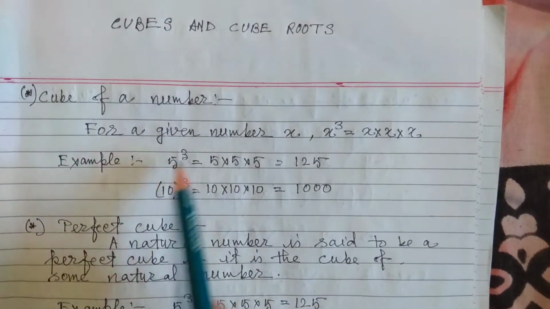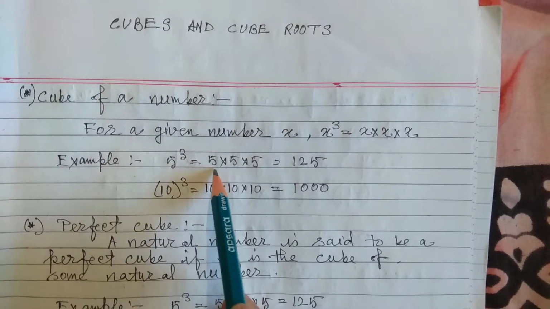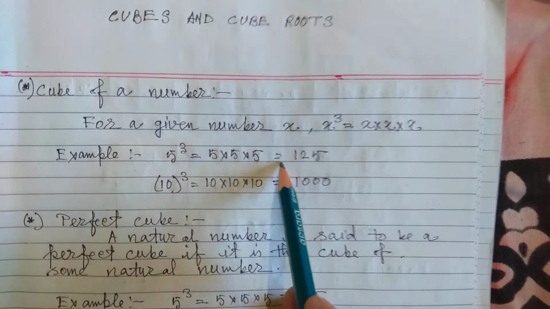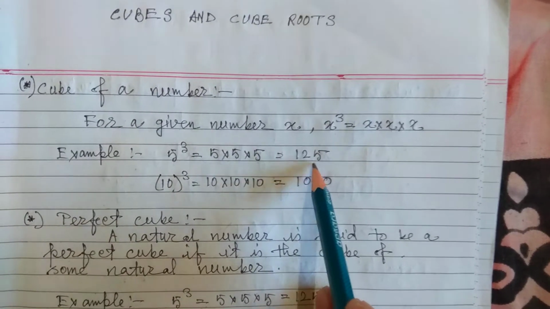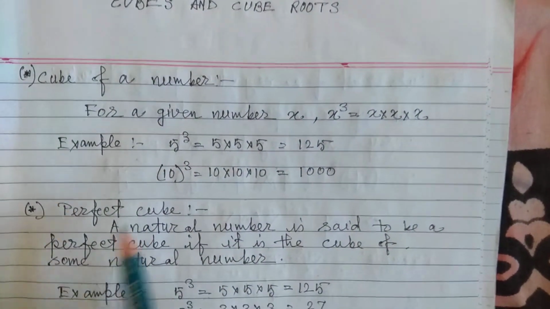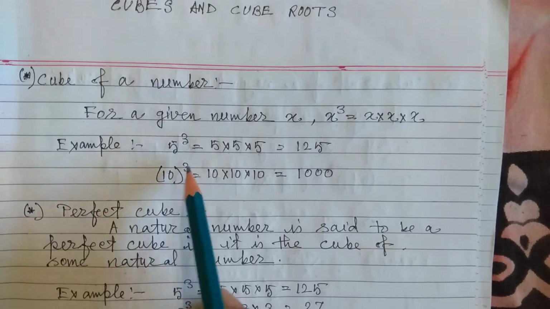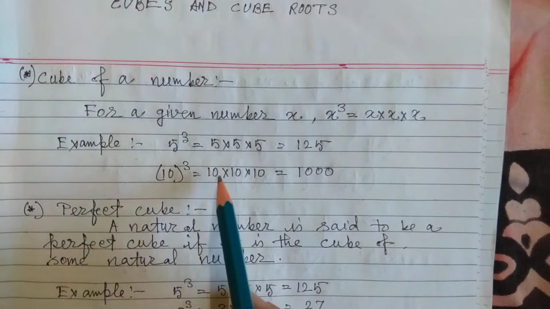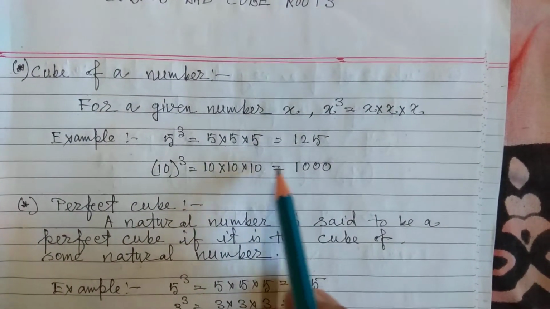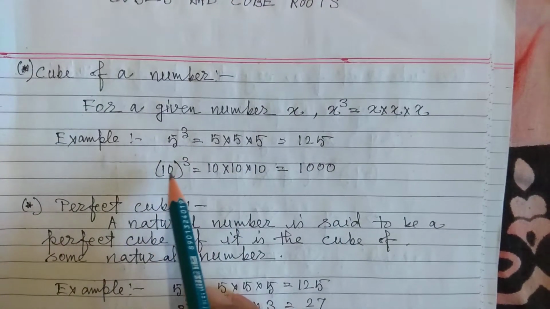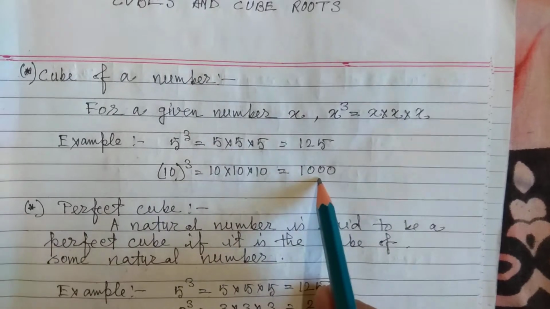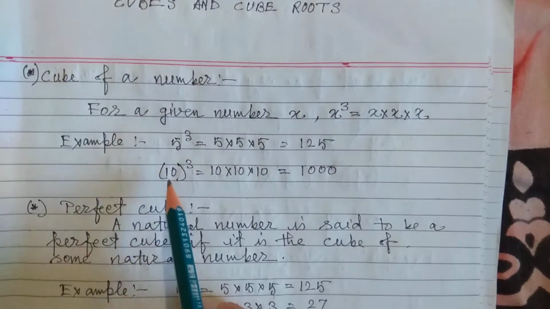Example, 5 cube is equal to 5 into 5 into 5 is equal to 125. So 125 is the cube of 5. One more, 10 to the power 3, 10 cube equal to 10 into 10 into 10 is equal to 1000. So 1000 is the cube of the number 10.